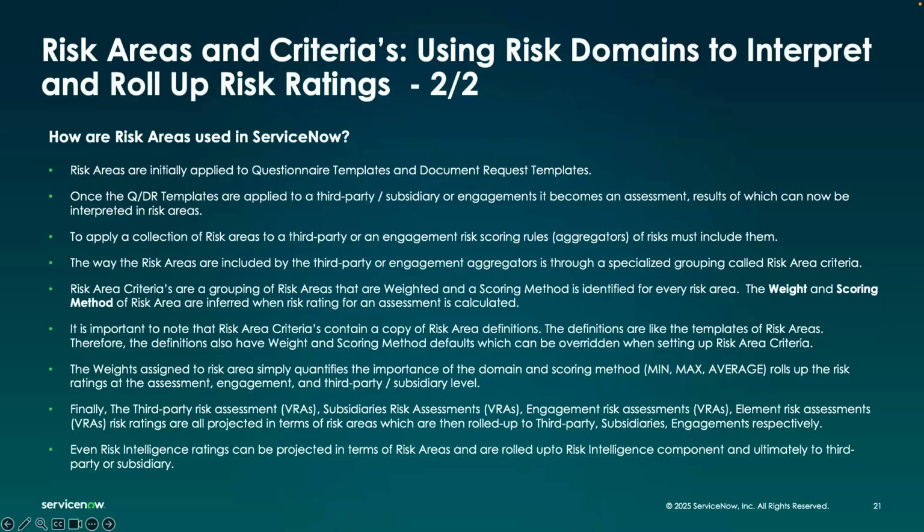So, in summary, risk area criteria are the configurations that incorporate the risk areas into risk scoring. They make the roll-up possible, providing flexibility in how risk is weighted and interpreted, and ensure that your organization evaluates third party risk in a way that's both consistent and aligned with your business priorities.